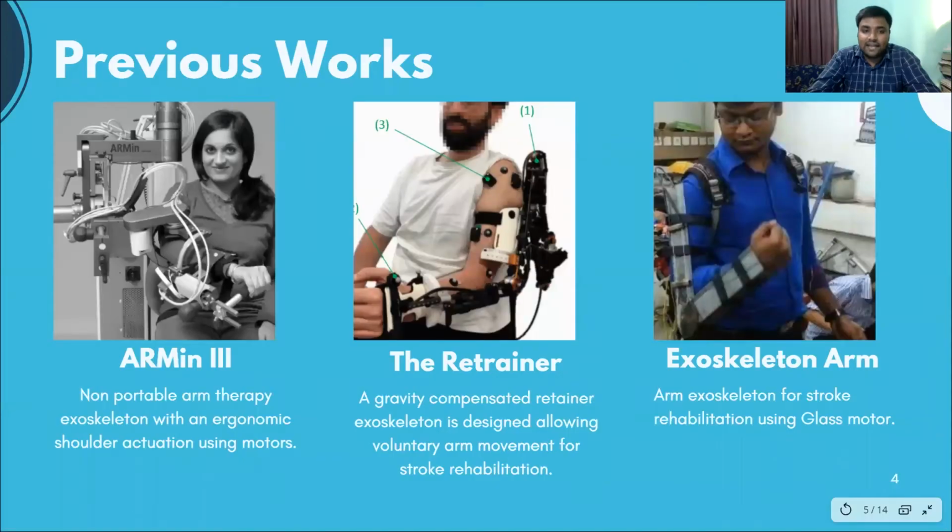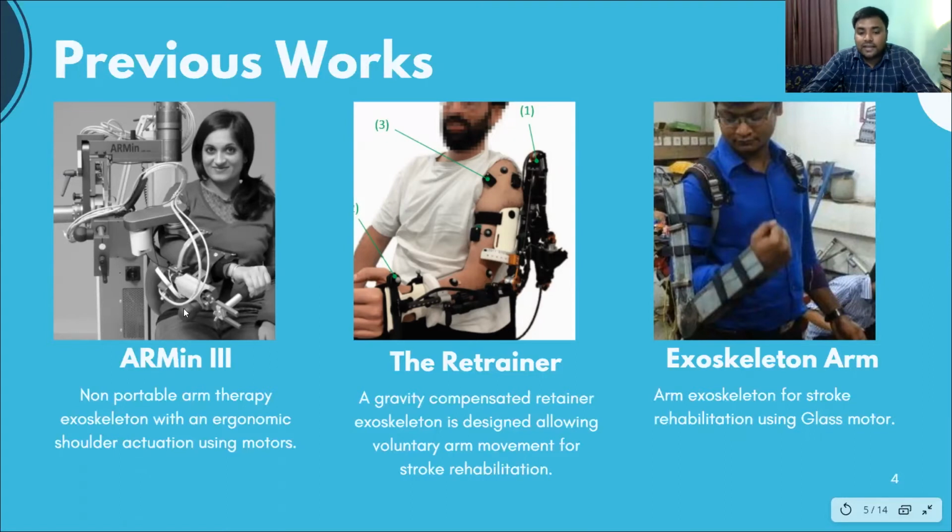Moving to the next slide, which is previous works. As we are building this device for forearm rehabilitation, we have gone through many research works and found some that helped us to build this device. The first one is ARM 3, which is a non-portable arm therapy exoskeleton with ergonomic shoulder actuation using motors. The second one is the retainer.